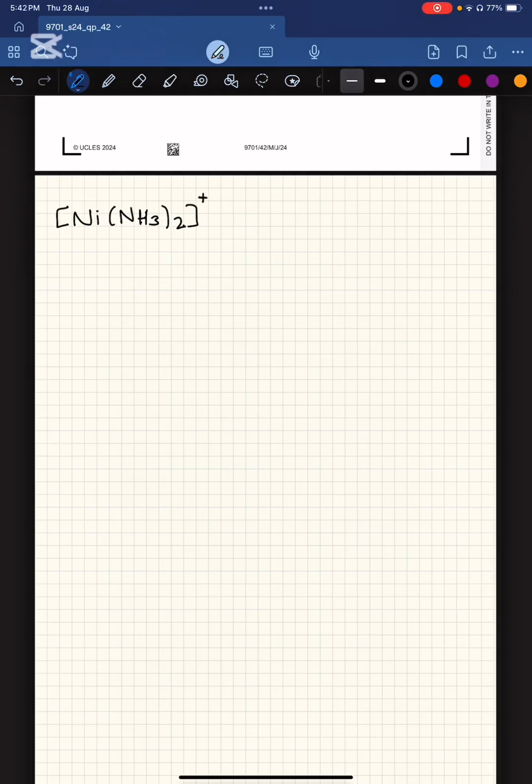Now, if we look at the periodic table and see the electronic configuration of nickel, what would it be? It would be 1s2, 2s2, 2p6, 3s2, 3p6, 4s2, and then 3d8. Now, you might be thinking, why not shift an electron from the 4s orbital into the 3d orbital like we did in copper and in the case of chromium?